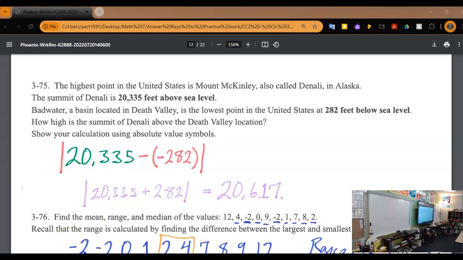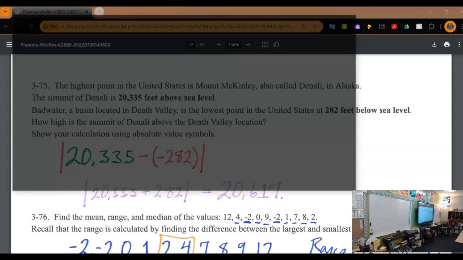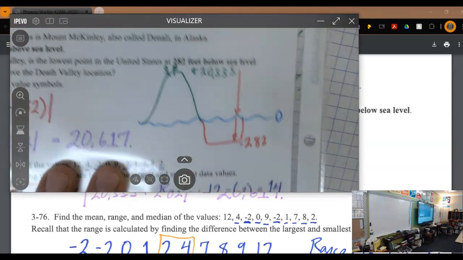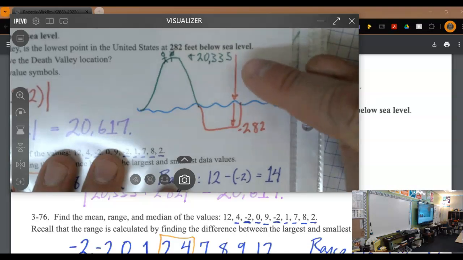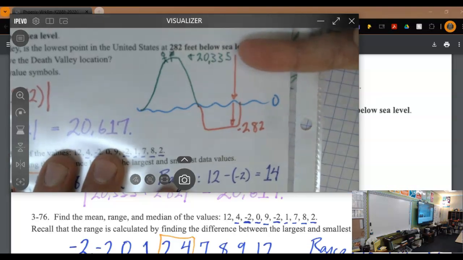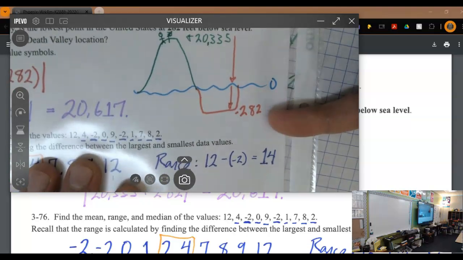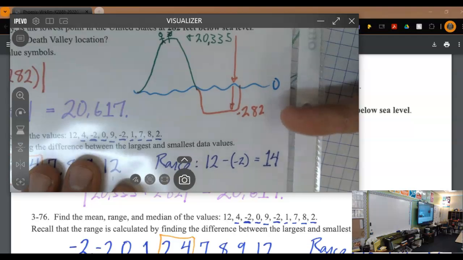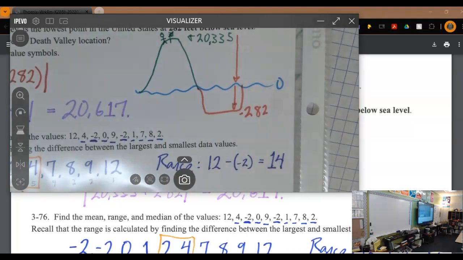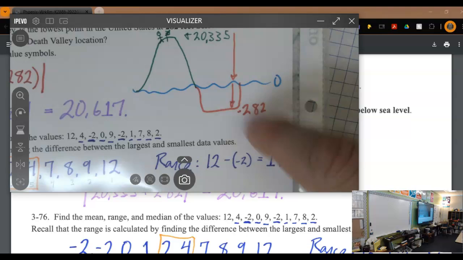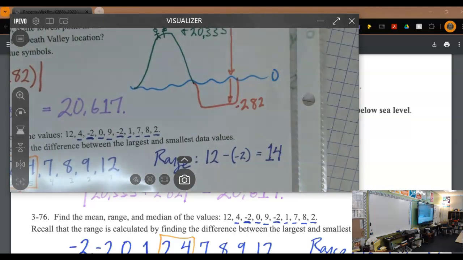Oh yeah, I did. Here, so I don't know why it didn't get on my scan, but a nice way to think through this is, all right, if you're way up here, 20,335, you go past what we call sea level, which is 0. You go another 282 down, which is like the size of a football field. Think about that vertically. That's kind of crazy. Football field's 300 feet. So what's the distance between those points? We really end up adding 20,617. Questions on that one?